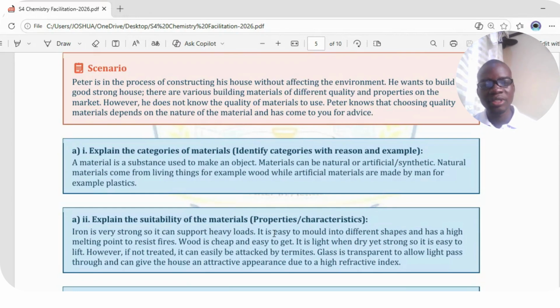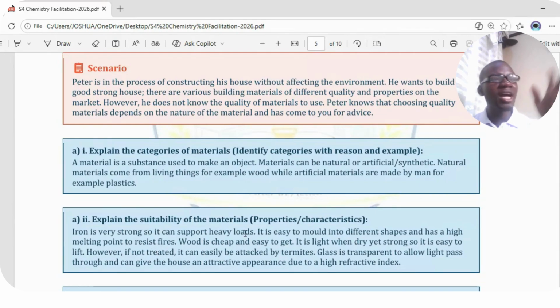So those ones are always supporting material. Here, iron is very strong, so it can support heavy load. When you're giving us the property, tell us how that property is suitable for what they are talking about. The scenario is constructing the house, so give us the property of iron and how that property makes it suitable for the construction of the house. So here I come and say iron is very strong, so it can support heavy loads. It is easy to mold into different shapes and has a high melting point to resist fires.